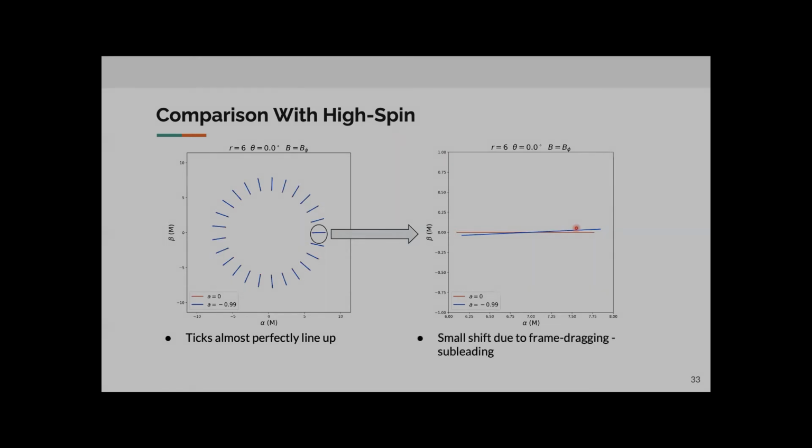The small distinction is due to frame dragging. So because the black hole is spinning, it drags inertial frames, and therefore will cause the polarization vector to rotate with it. But this effect is subleading, and in fact, we're able to quantify this by showing that the effect of spin is order 1 over the emission radius squared, meaning that by an emission radius of 6 GM over c squared, the correction is already order 1 over 36, which is quite small, and is the reason why these two ticks looked almost identical.